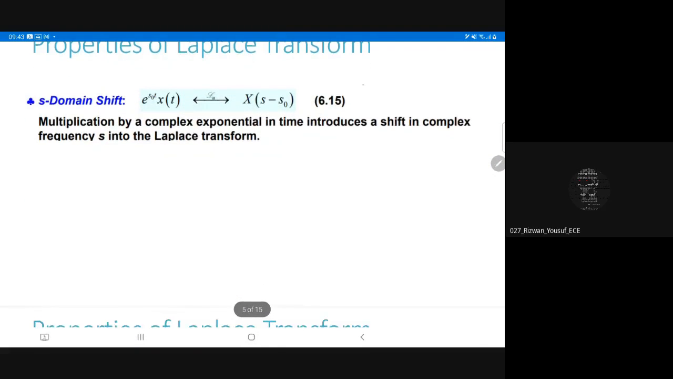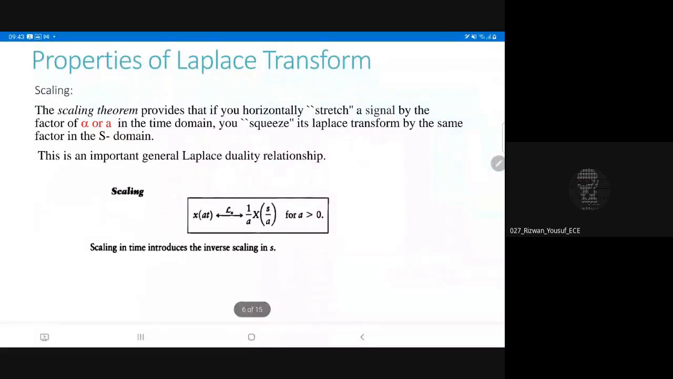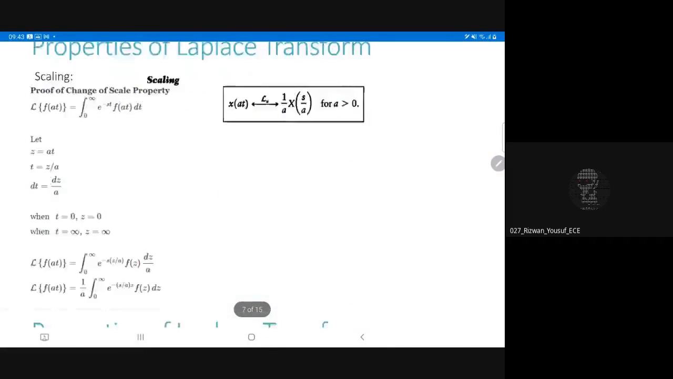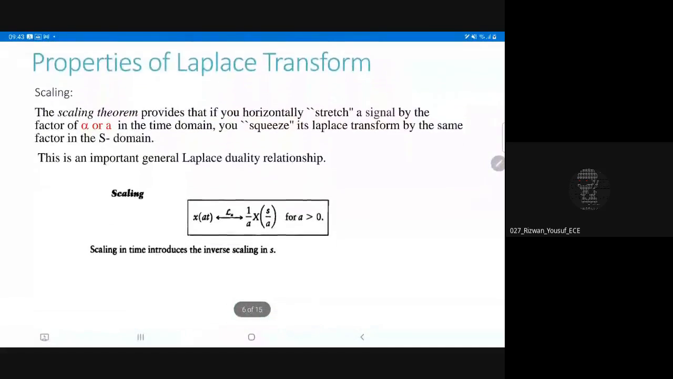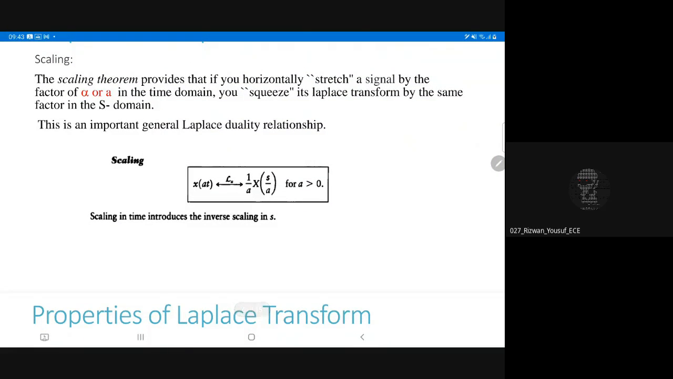There is another one. I'll go for scaling first. Properties of Laplace transform. Another property is the scaling property. I'll continue for a few more minutes, then I'll stop. Scaling theorem provides that if you horizontally stretch a signal by a factor of alpha or a in time domain, you squeeze its Laplace transform by the same factor in S domain.